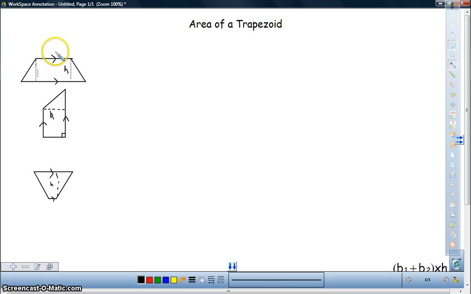The two parallel sides are what we're going to label as base 1 and base 2. It doesn't matter which one's 1, which one's 2, as long as they're both the parallel sides. So now we have our rectangle in the middle, we have our two bases, and our height. Our formula is base 1 plus base 2. You have to do that step first before anything else. We multiply by its height, and there's our divide by 2.